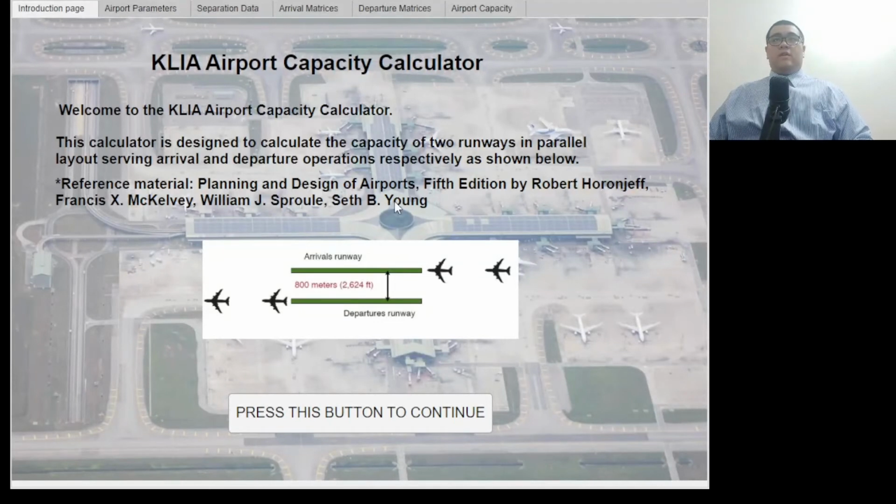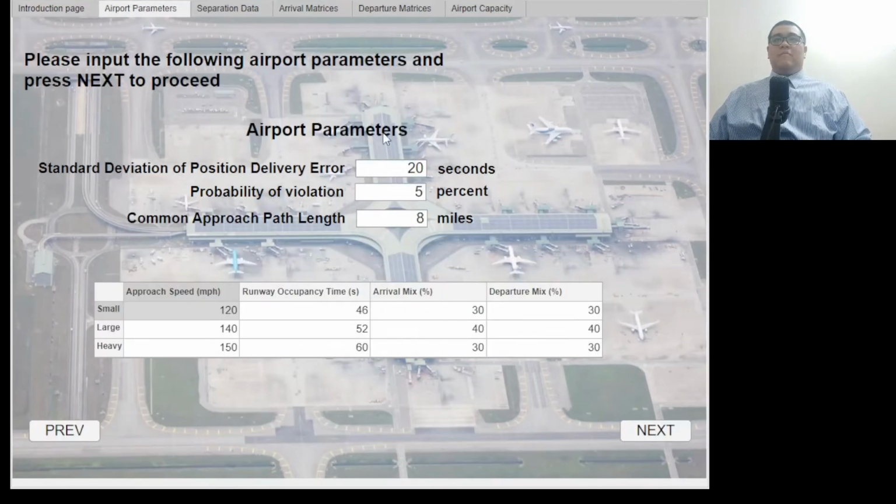Okay, this is a quick look at the design of the GUI. Here is the introduction page. It introduces users to the calculator and shows that the calculator assumes that the airport operates 2 parallel runways, one for arrivals and one for departures. So there's a button here that says please press this button to continue. We can press that. So these are the airport parameters and aircraft parameters that can be adjusted by the user.